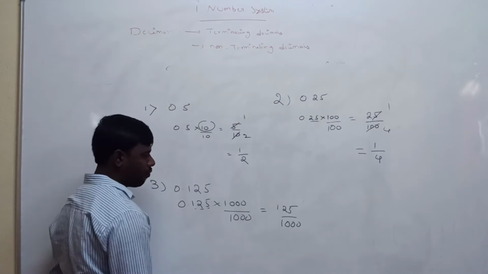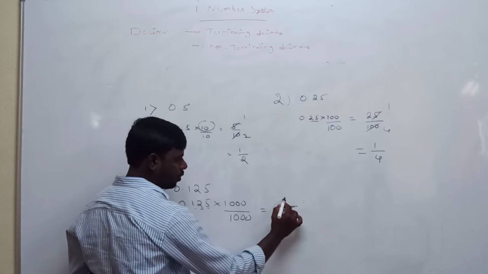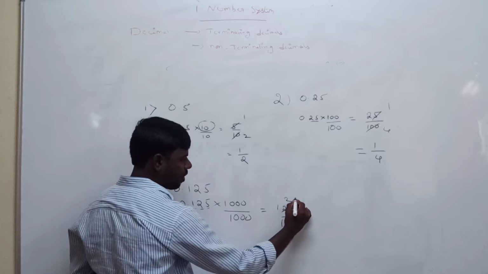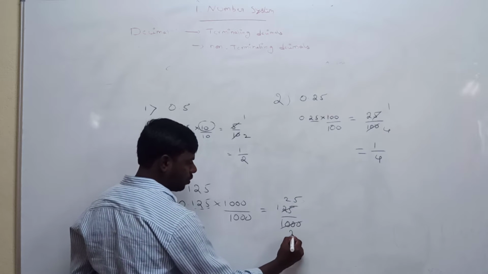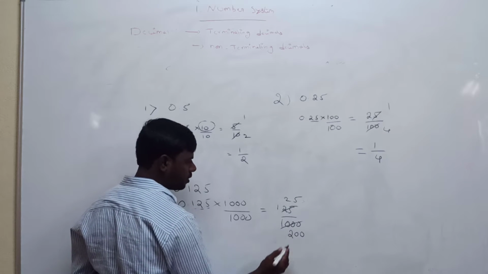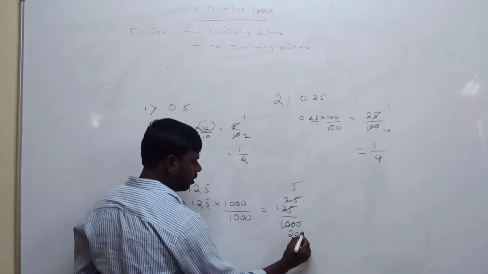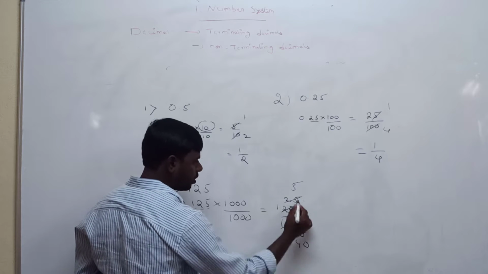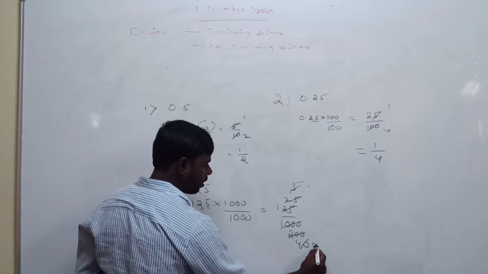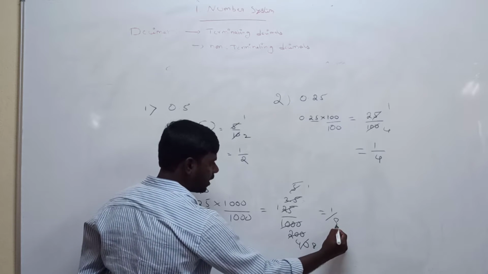Now divide by 5. 5 fives are 25, 5 twos are 10, 25 is there. Again 5 fives are 25, 5 twos are 10. The remaining two zeros cancel. 5 fives are 25, 5 eights are 40. So 5 ones are 5, 5 eights are 40. The final answer is 1 by 8.